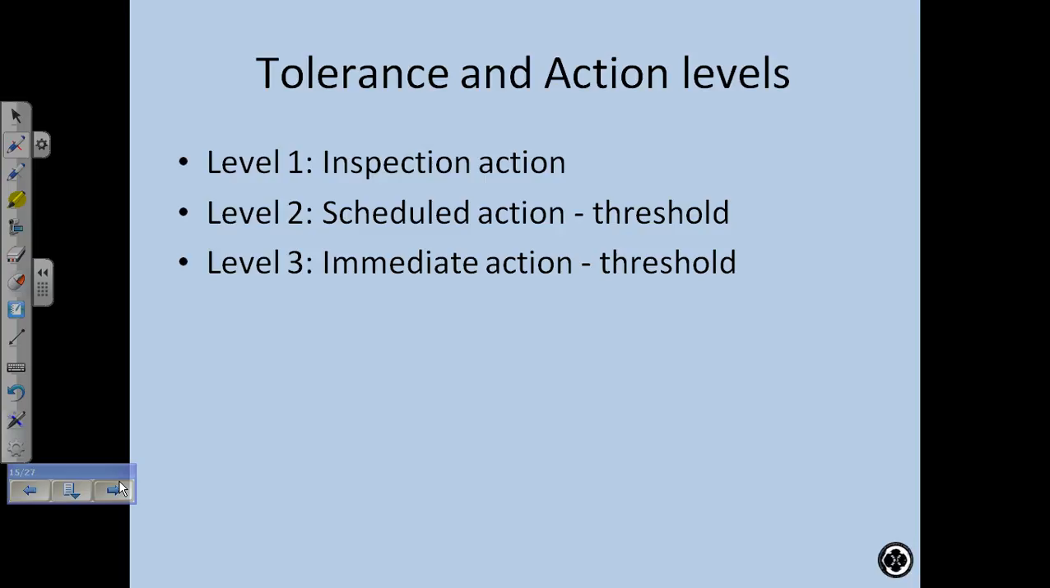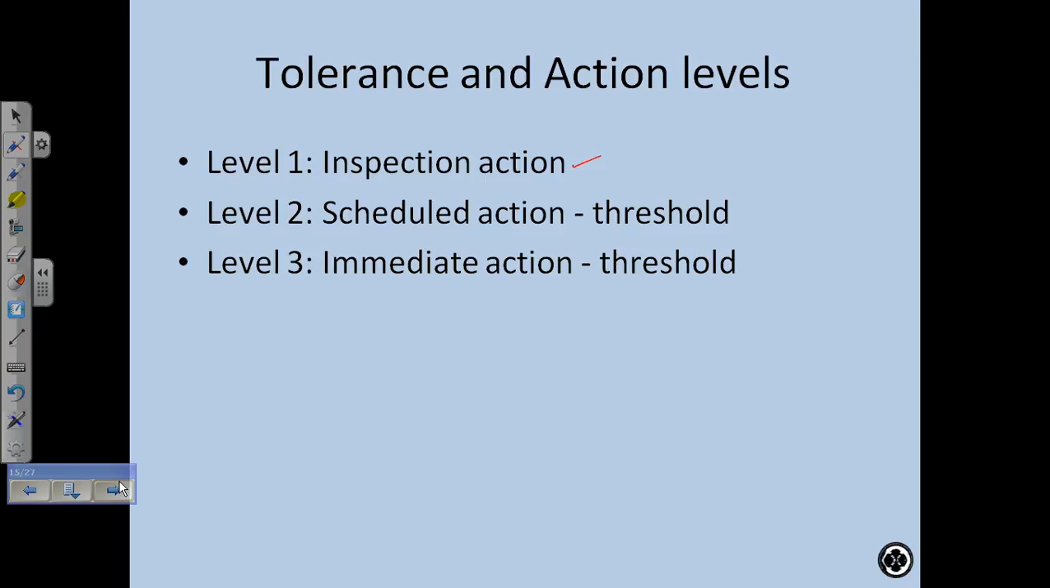Level 1 is inspection. Inspection just means it's outside of your tolerance, but you consider it not that big a deal because it's like 2.2% or 2.5%. Not a big deal about 2%. But inspection means that you've noted it, and you don't necessarily have to do something about it. So that's for things that don't require instant action.